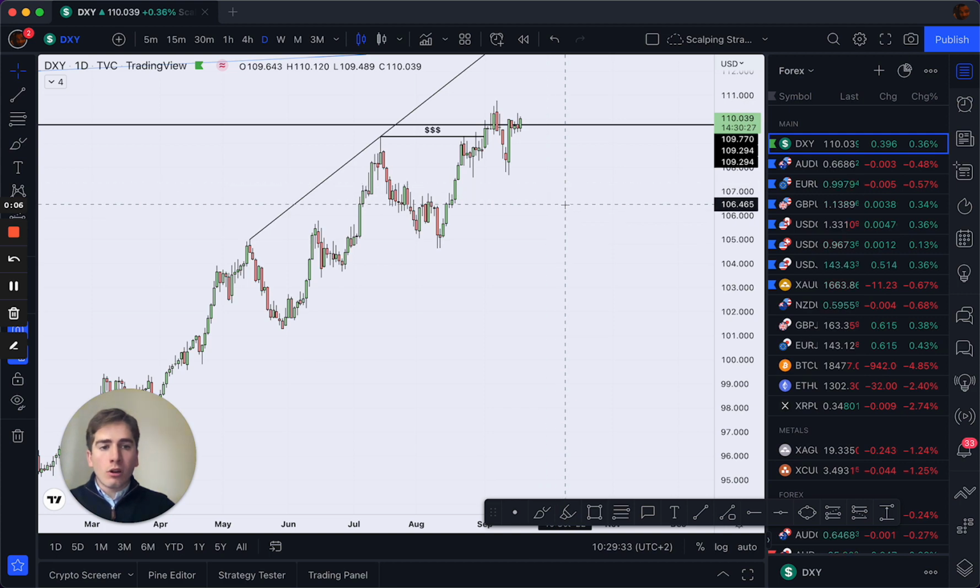Starting off with the dollar index and then of course diving into the major dollar pairs. So starting off with the dollar index.